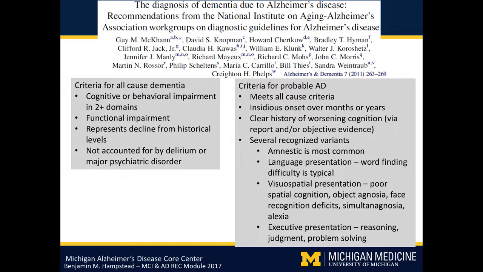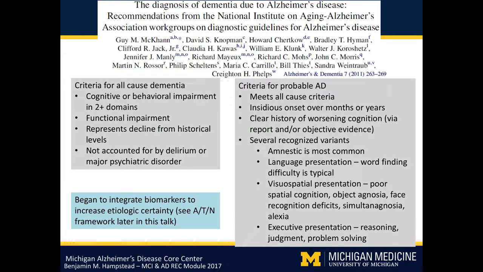There's also the frontal variant, or the executive presentation, which affects reasoning, judgment, and problem solving as some of the early symptoms. And that later presentation can often be difficult to dissociate from a frontotemporal dementia.